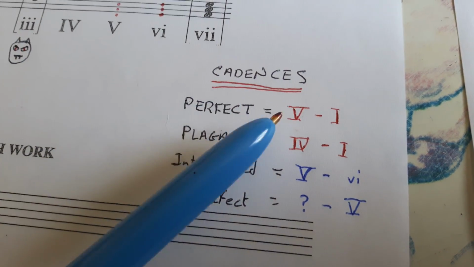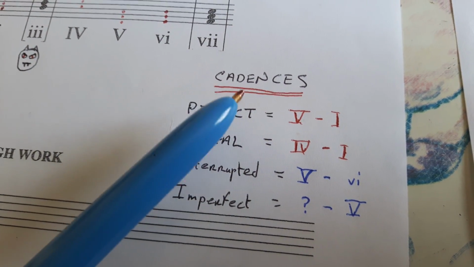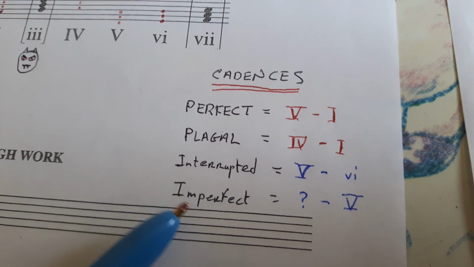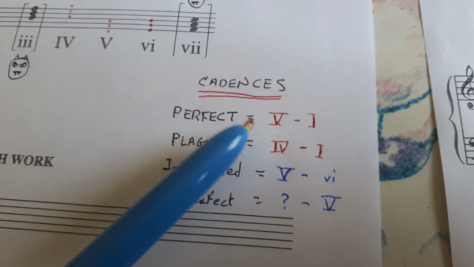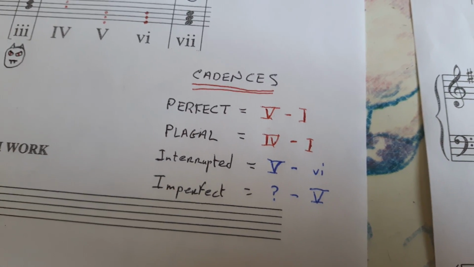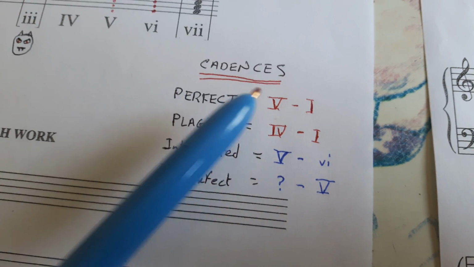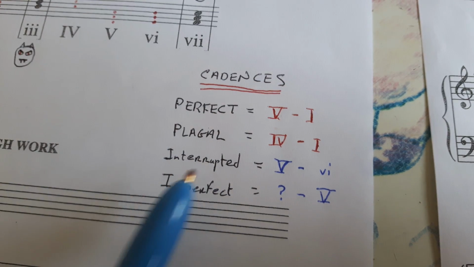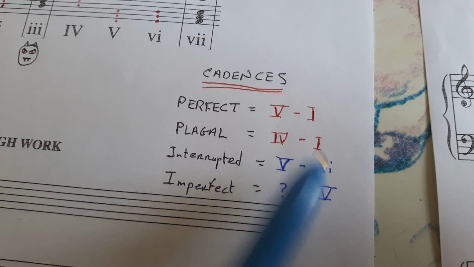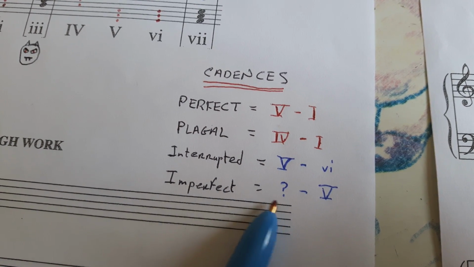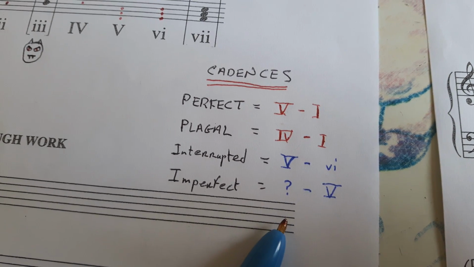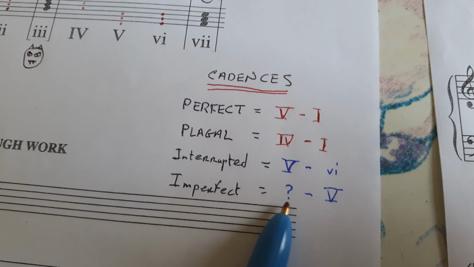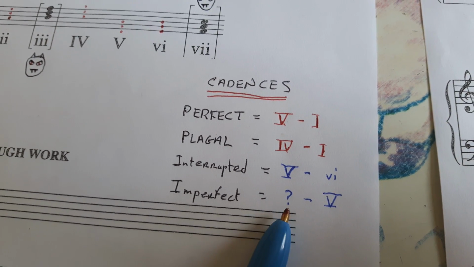And cadences mean chord changes that are good for the end of a line of music. So these are the 4 acceptable, ministry-approved chord changes that you're allowed to use. Perfect, plagal, interrupted, and imperfect. Okay? So perfect is a transition from chord 5 to chord 1. Plagal is a transition from chord 4 to chord 1. Interrupted is a transition from chord 5 to chord 6. Imperfect is a transition from some chord, whichever, to chord 5. So the first chord in imperfect cadence, it can be whatever you want, with a few restrictions that we'll get into in a second.